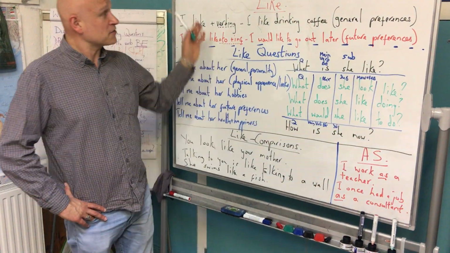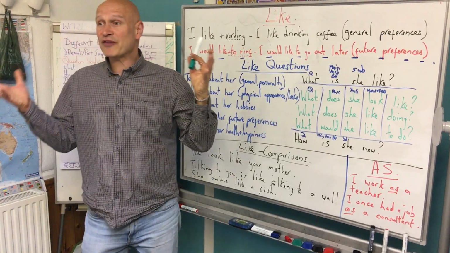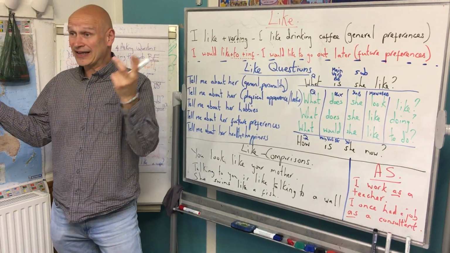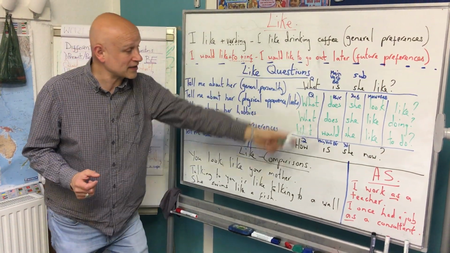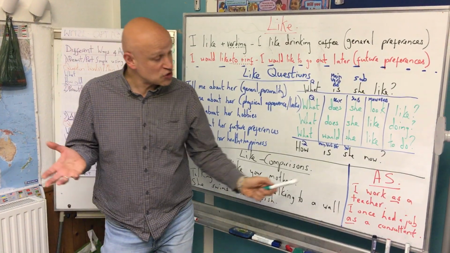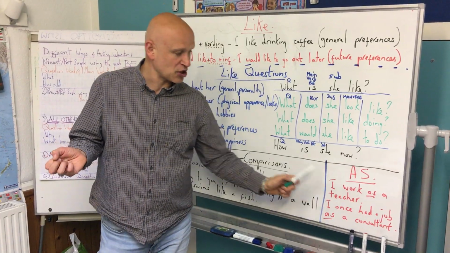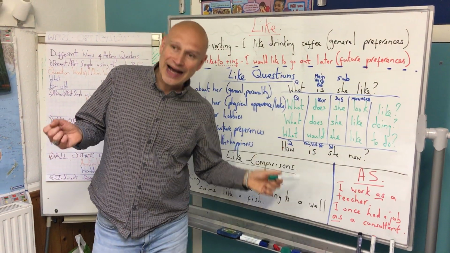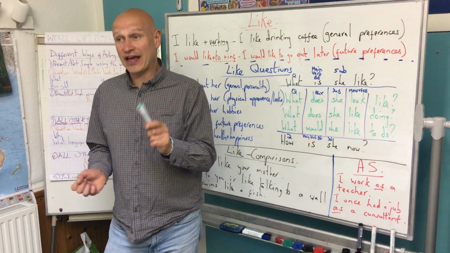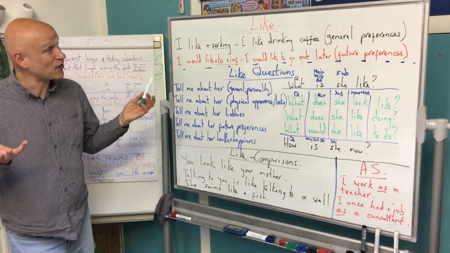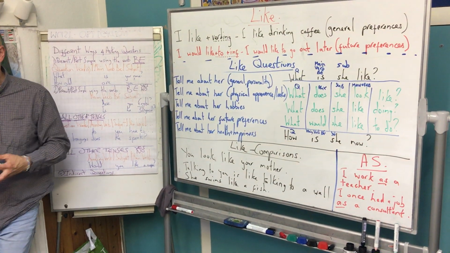And finally, remember, this whole thing is also around the confusion between like and as. Here is all the like stuff, but we use as for jobs. I work as a teacher. I once had a job as a consultant. Never ever like. And that's about all I have to say about this word. Thank you.